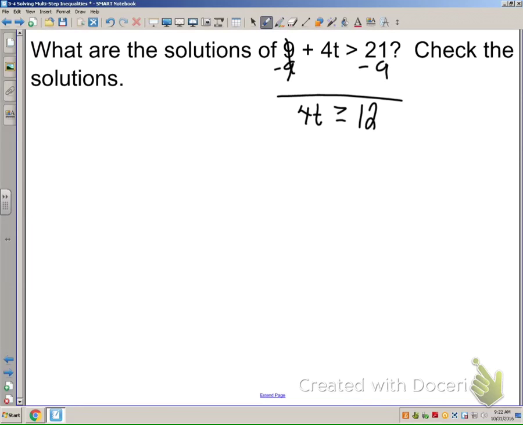At this point, I want to get t by itself. The property of equality, once again, tells me whatever I do to one side, I've got to do to the other. But I know to divide by 4, because 4 divided by 4 is 1.